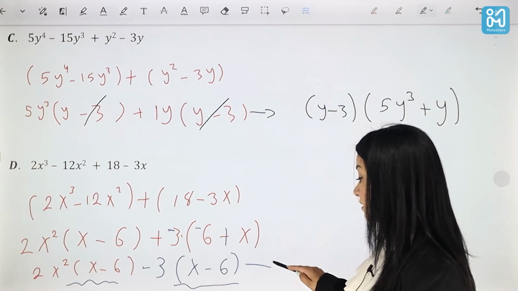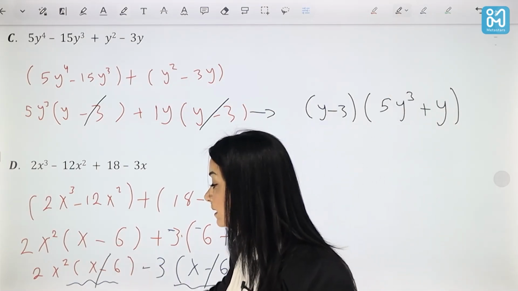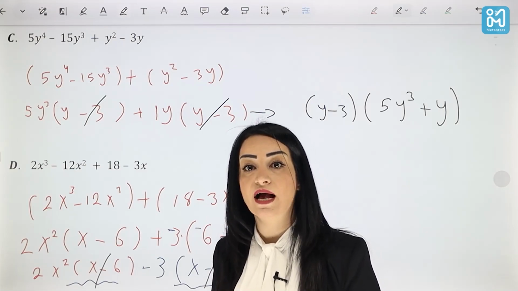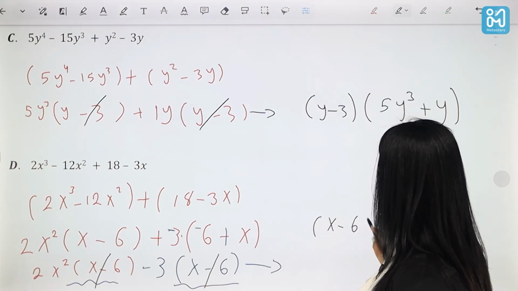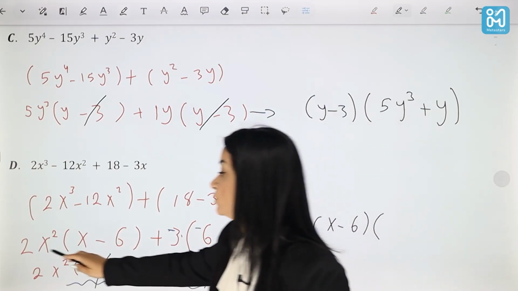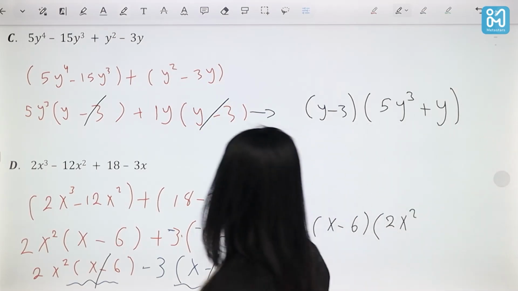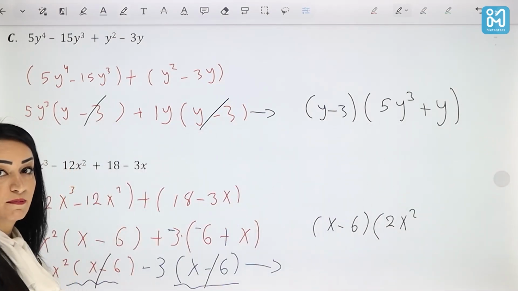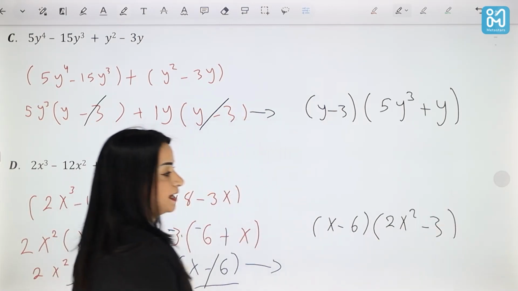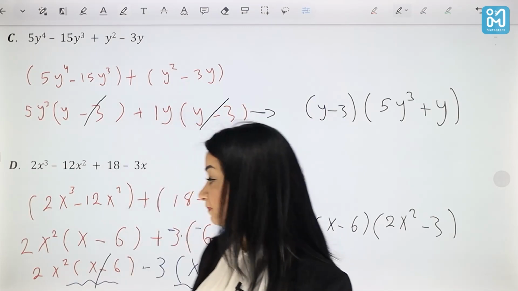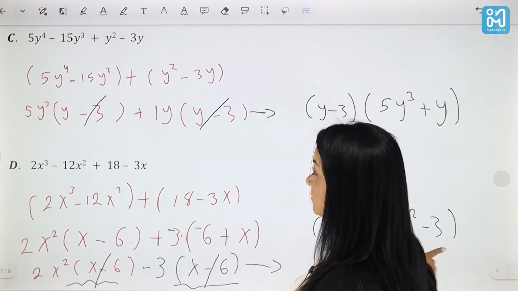Can I take out as a common factor? Of course, I can take now x minus 6 and x minus 6 as a common factor. So here, x minus 6 is the common factor. Open. What do we have here? I have 2x squared. And what do we have here? I have minus 3. So 2x squared minus 3. It's the final answer. Let's take one more example here.